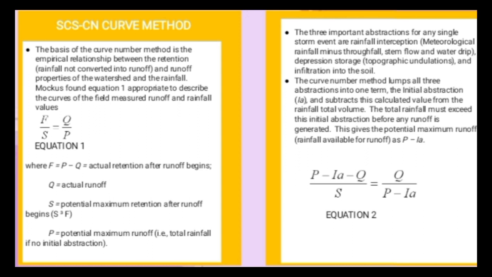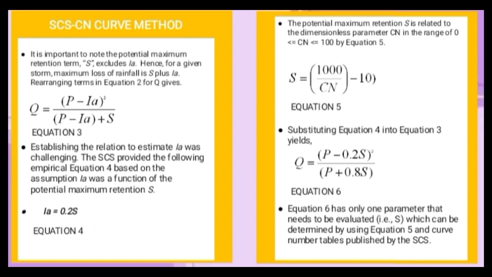As for equation 2, P minus IA minus Q all over S equals Q over P minus IA. It is important to note that the potential maximum retention term S excludes IA. Hence, for a given storm, the maximum loss of rainfall is S plus IA. Rearranging the remaining terms in equation 2 for Q, the value of Q is P minus IA squared all over P minus IA plus S.